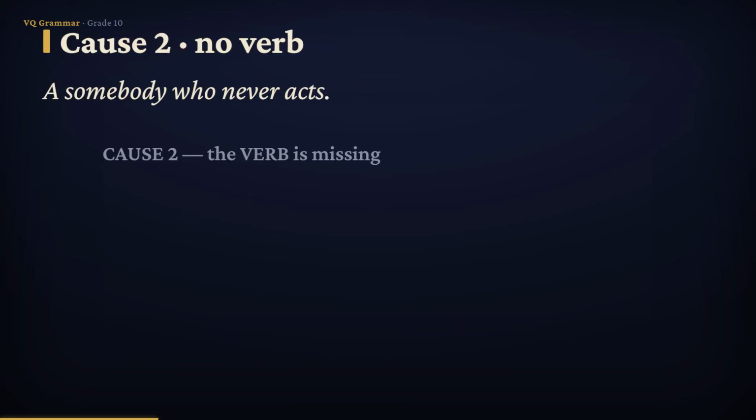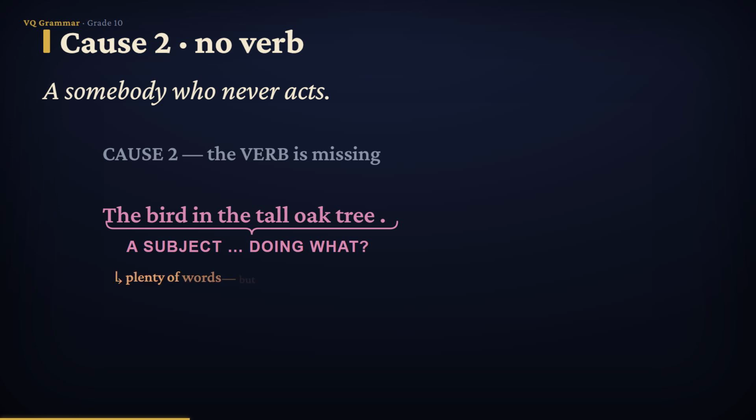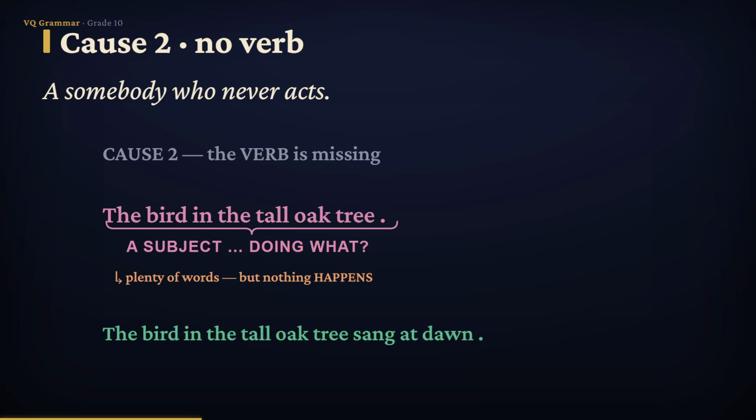The second cause is the mirror image, a missing verb. Listen to this one. The bird in the tall oak tree. We definitely have a somebody, the bird, and we even know where the bird is, up in the tall oak tree. But nothing ever happens. The bird just sits there, unfinished, waiting for an action that never comes. Words alone don't make a sentence. You need something to happen, so we add the verb. The bird in the tall oak tree sang at dawn. That word, sang, is the piece that was missing, and with it the whole thought finally lands.